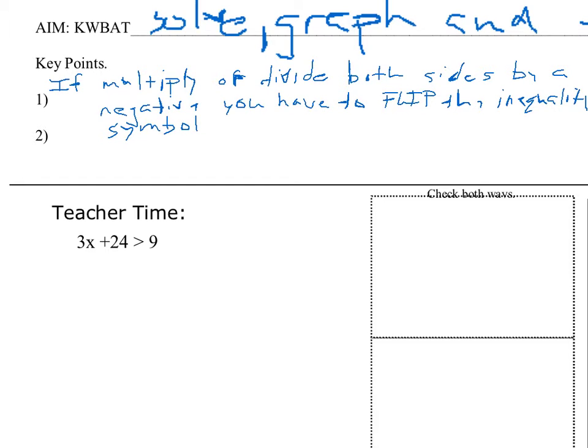Right, and our second key point, Judea? Do both checks. That works too. I wanted to also put in, get this one first, inequalities are solved the same way as equations.